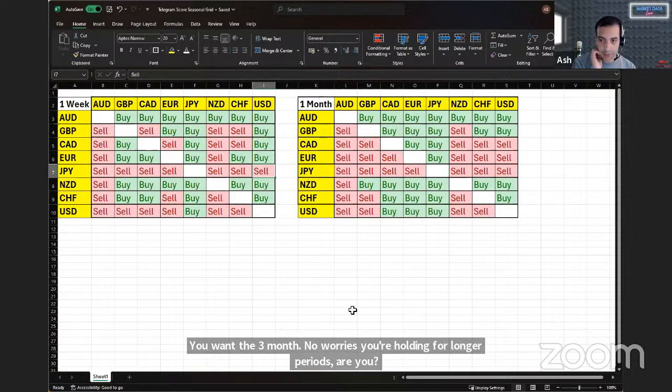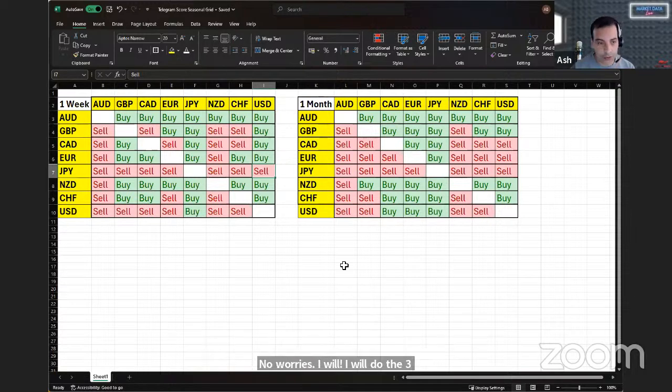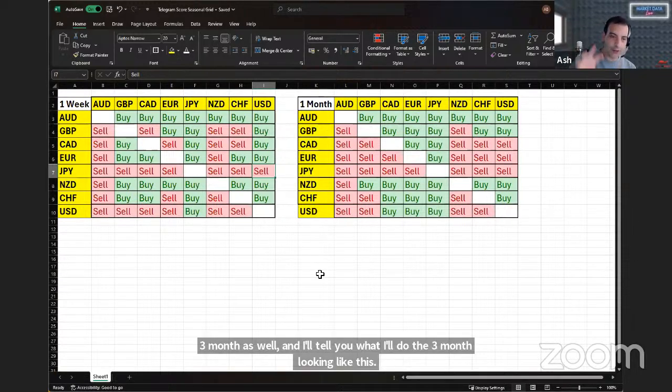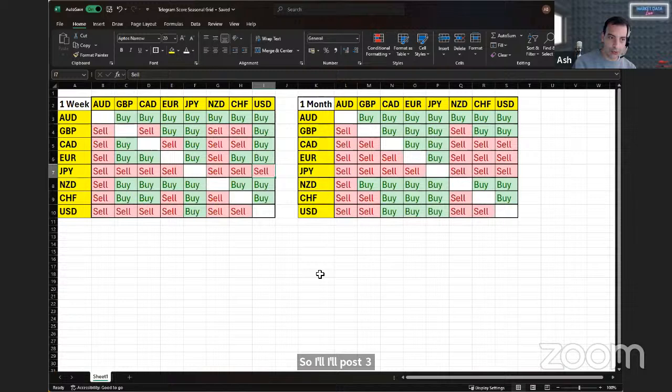I will do the 3 month as well. And I'll tell you what, I'll post three different seasonal tables, and it will have the 1 week, it will have the 1 month, and it will have the 3 month.